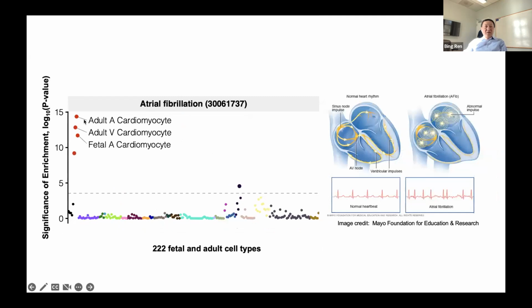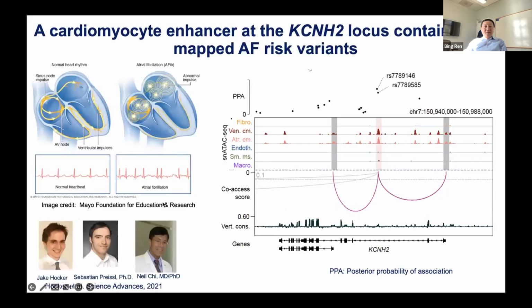Atrial fibrillation is associated strongly with the gene regulatory landscape from the cardiomyocytes. Again, here you can see that adult and fetal atrial or ventricular cardiomyocytes all show such associations. So what is atrial fibrillation? It's a common condition presenting high risks to heart disease and heart failure. It's characterized by irregular heart beating. Shown on the left is a normal heartbeat, and on the right is atrial fibrillation, where you can see heart beating can be very irregular.